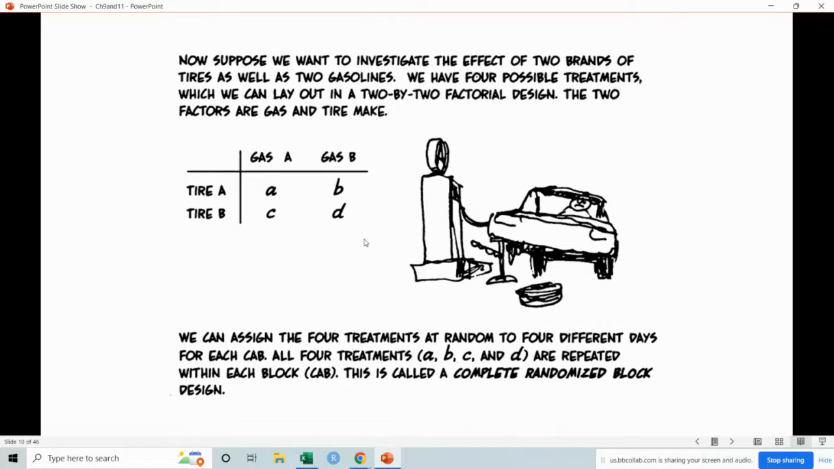So we can assign the 4 treatments at random to 4 different days for each cab. All 4 treatments, A, B, C, and D, are repeated within each block by a particular cab. This is called a complete randomized block design.